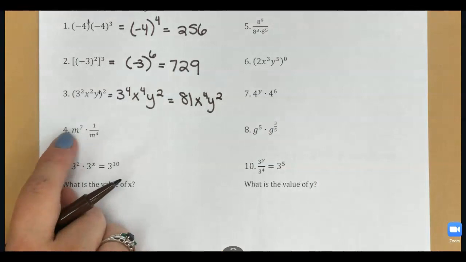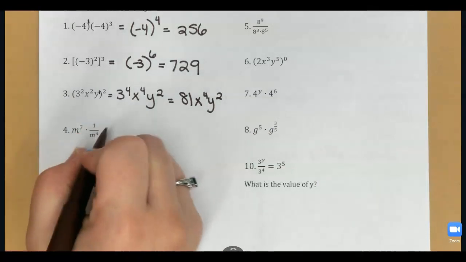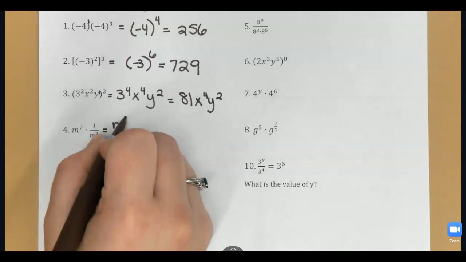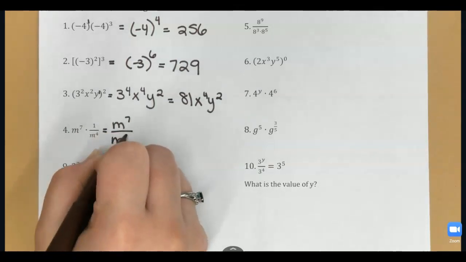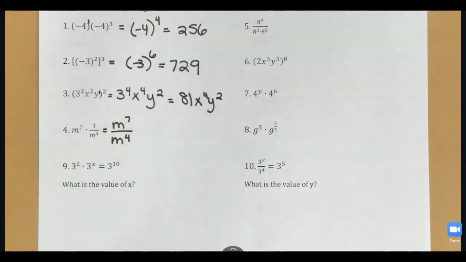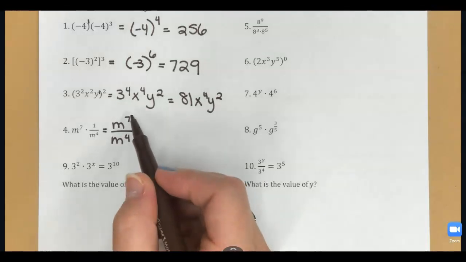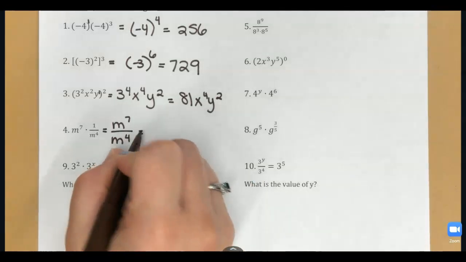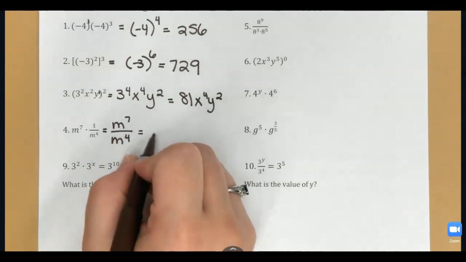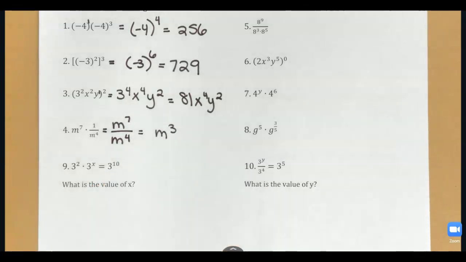Okay, on number 4, if I'm multiplying m to the 7th times 1 over m to the 4th, that's going to give me m to the 7th over m to the 4th, and this is my quotient rule, which means I subtract my exponents, and it goes where the bigger exponent was. 7 is on top, that one's going to be bigger. So 7 minus 4 gives me 3, so that's going to be m to the 3rd.